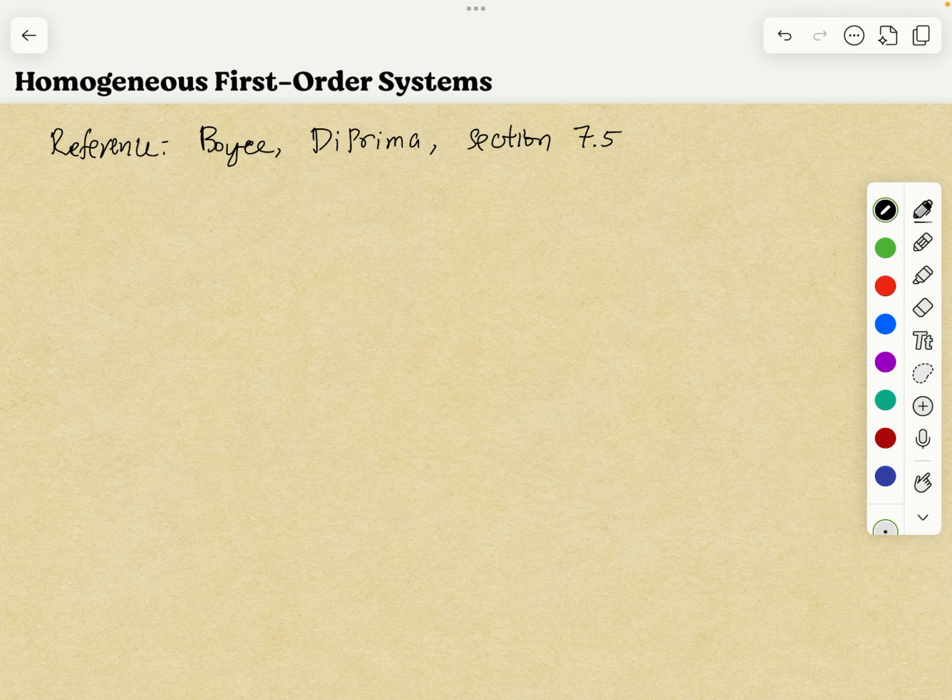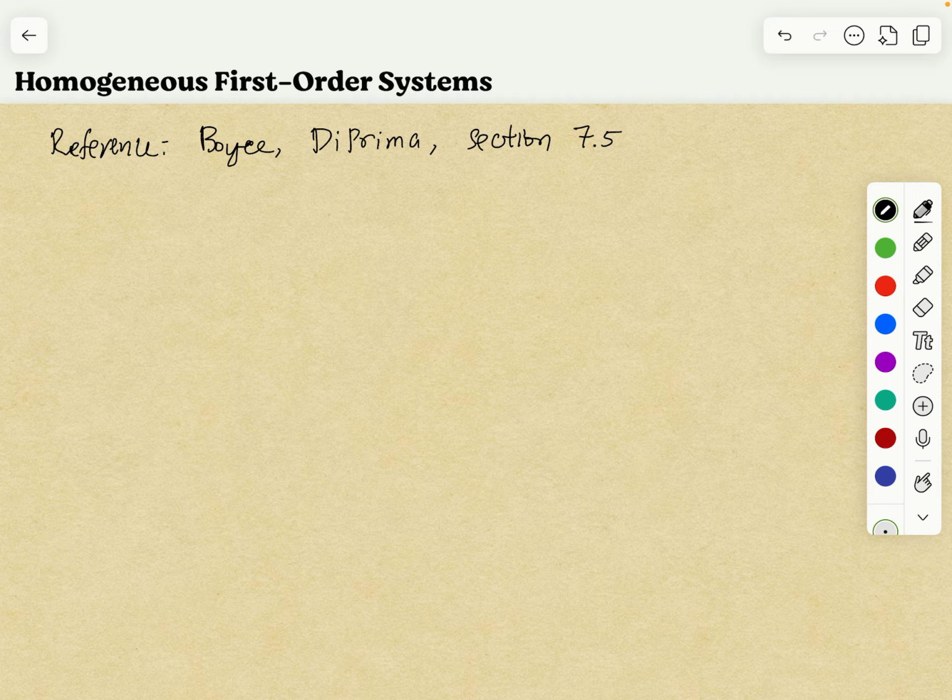In this video, we're going to talk about homogeneous first-order linear systems with constant coefficients. A reference for this is Boyce and DiPrima, section 7.5. This is about solving systems of differential equations. I think the best way to explain the general method for doing this is to give a concrete example.